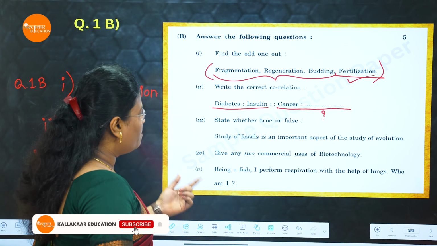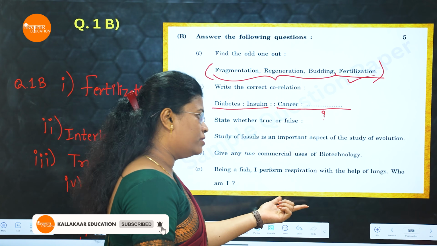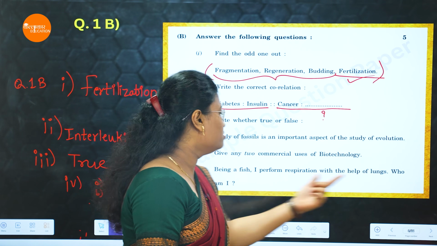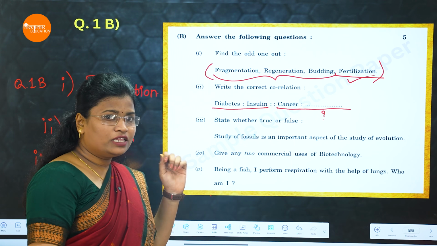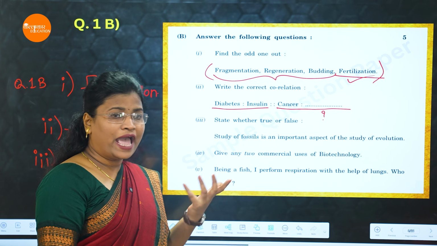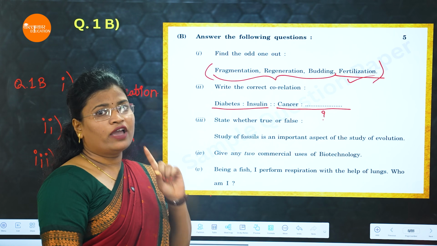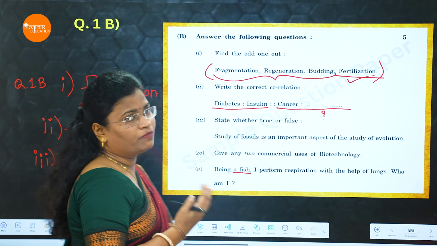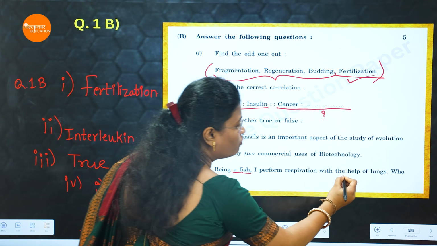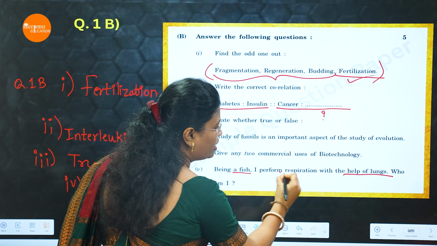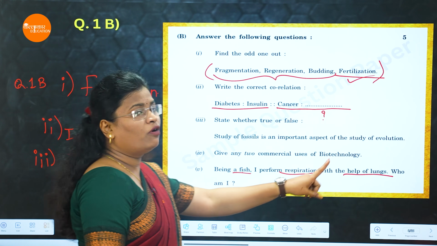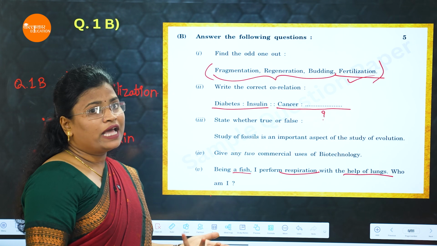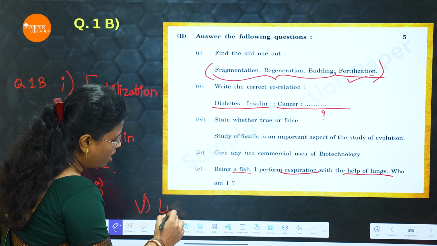Question number 5, being a fish, I perform respiration with the help of lungs. Who am I? Here they are asking about an animal, so you have to identify what type of animal it will be. Fishes generally respire with gills, but they are asking about respiration with the help of lungs. So what will be the animal? The animal will be lungfish.